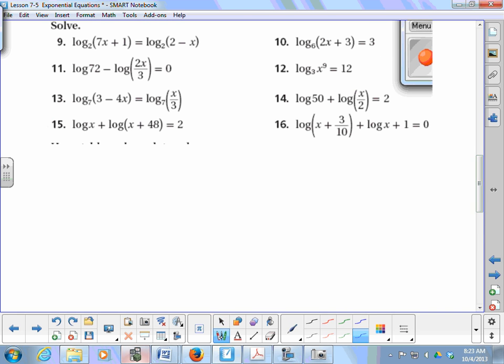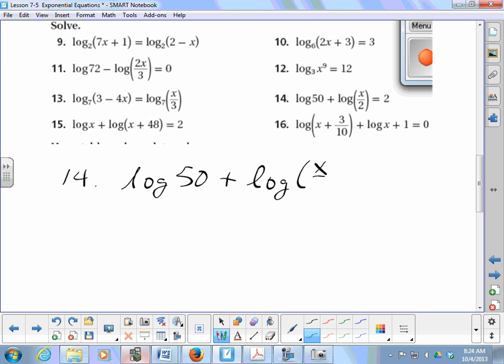Okay, number 14. Now in this problem, because I have that additional 2 there, I can't put them both on opposite sides. Could, but not going to in this case. And before we're done, I'm going to show you how you could do that, and it might make the problem easier. All right? So just follow me.